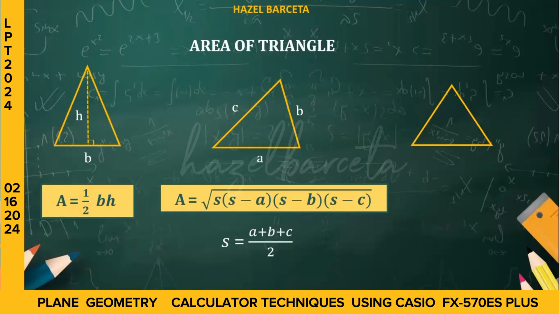How about this one? Equal A lahat. Therefore, the area of the triangle is equal to square root of 3 over 4 times side squared or A squared. Tatandaan po natin ito kasi magagamit po natin ito sa problems.